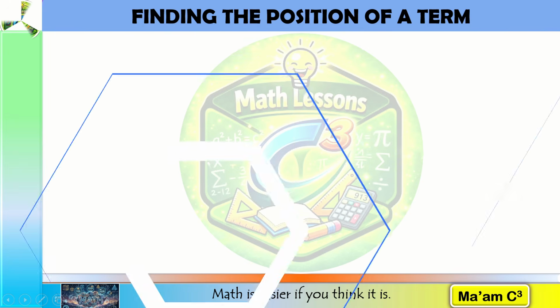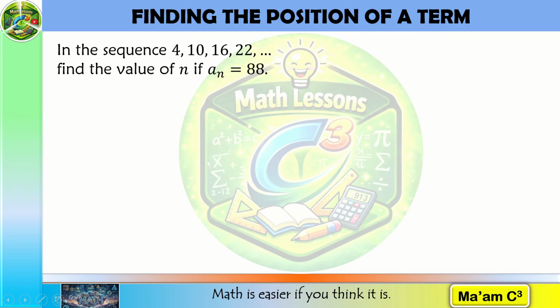This time, let us find the position of a term. In the sequence 4, 10, 16, 22, and so on, find the value of n, that's the position, if a sub n is equal to 88. From 4 to 10, that is 6. From 10 to 16 is also 6. From 16 to 22 is also 6. So this is an arithmetic sequence. Our first term is 4. That would be our a sub 1. Our difference, D, is equal to 6. And our a sub n is given, and that is 88. We are looking for the value of n.